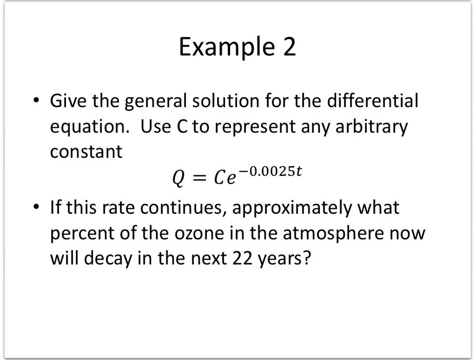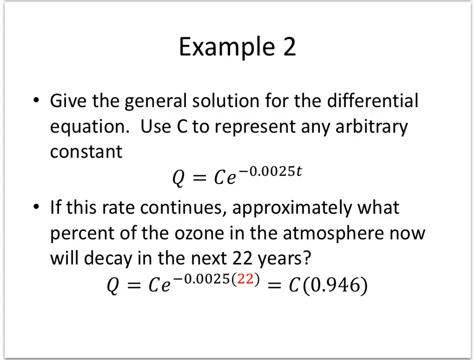If this rate continues, approximately what percent of the ozone in the atmosphere now will decay in the next 22 years? What do you do with 22? In other words, as he's saying, you would just multiply it by this value. They show in the book to stick it in here because you don't really care about this constant, that can be ignored, but you get this value.